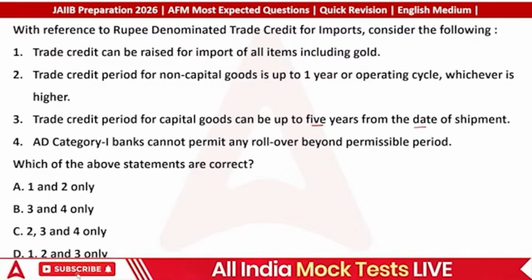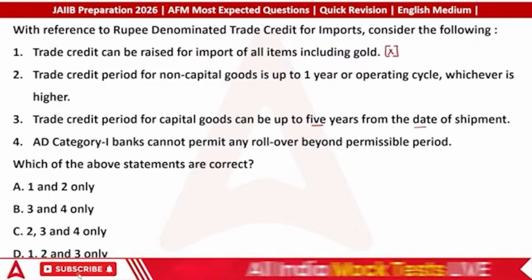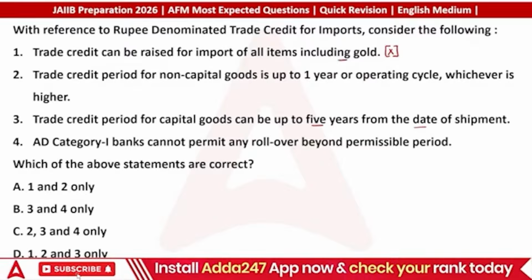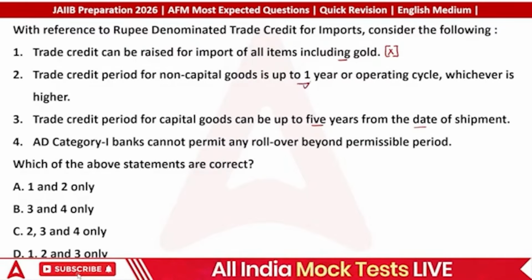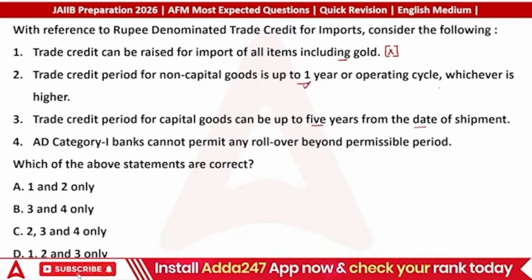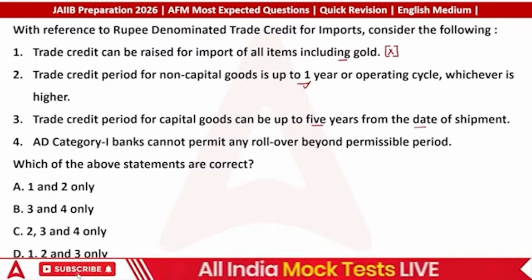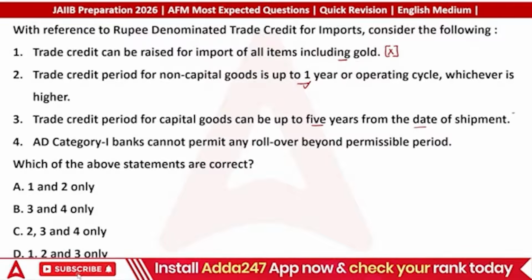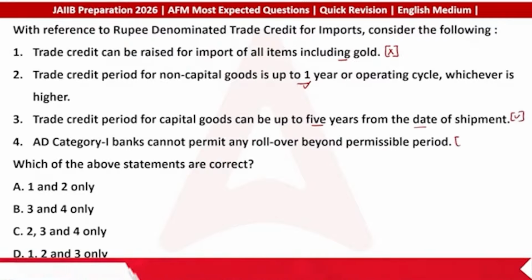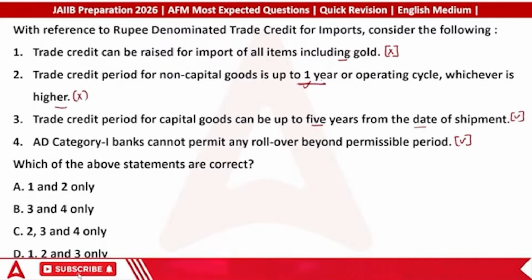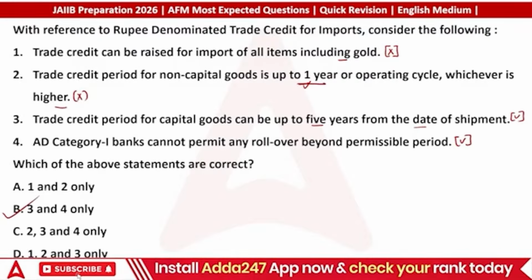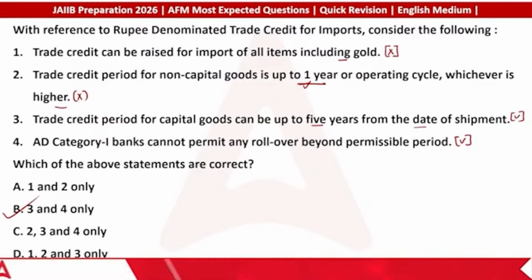So trade credit can be raised for importing of all items including gold. That is wrong. We have done that today, that gold is not a part of it. Then trade credit period for non-capital goods is up to 1 year, yes, or operating cycle, whichever is higher. Then trade credit period for capital goods can be up to 5 years, that is correct, and authorized dealer cannot permit rollover, this is also correct. Higher is not allowed, this limit is there, so the right answer will be third and fourth. These two statements are correct.